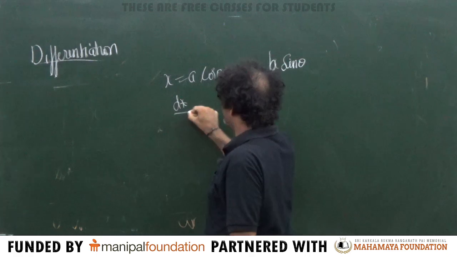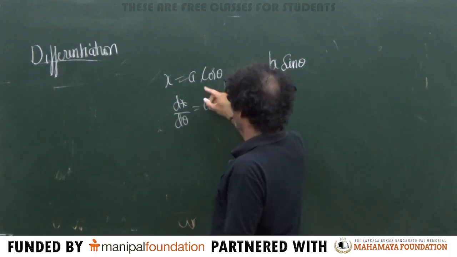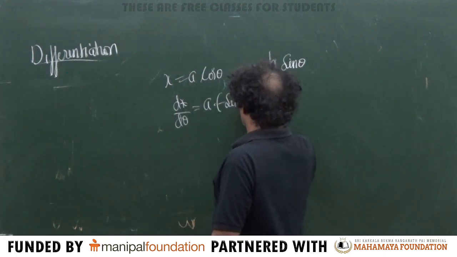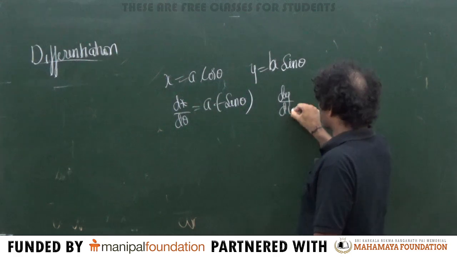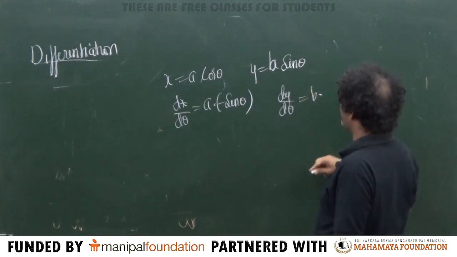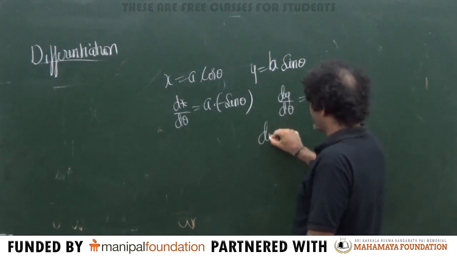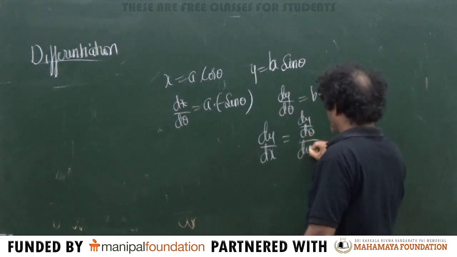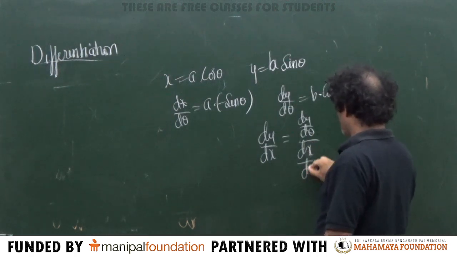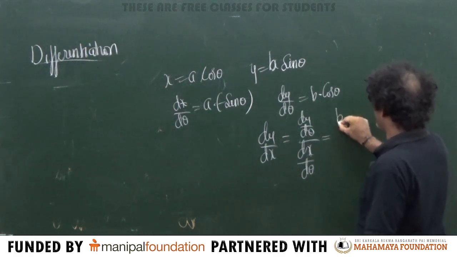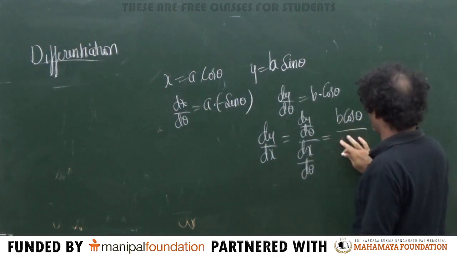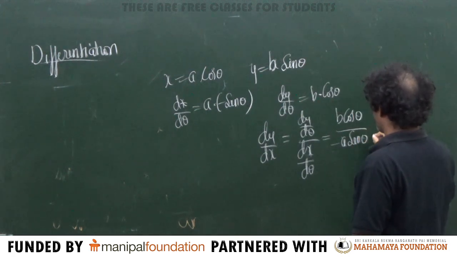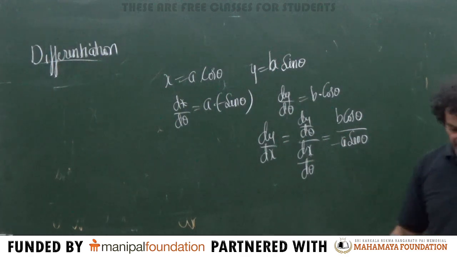What you do is you first find dx by d theta: a is a constant, cos theta gives minus sin theta. Here put b, the differentiation of sin theta is cos theta. So if you want dy by dx, it's dy by d theta divided by dx by d theta, which is b cos theta by minus a sin theta. So isn't it minus b by a cot theta? So doing this is called parametric differentiation. Is that okay?